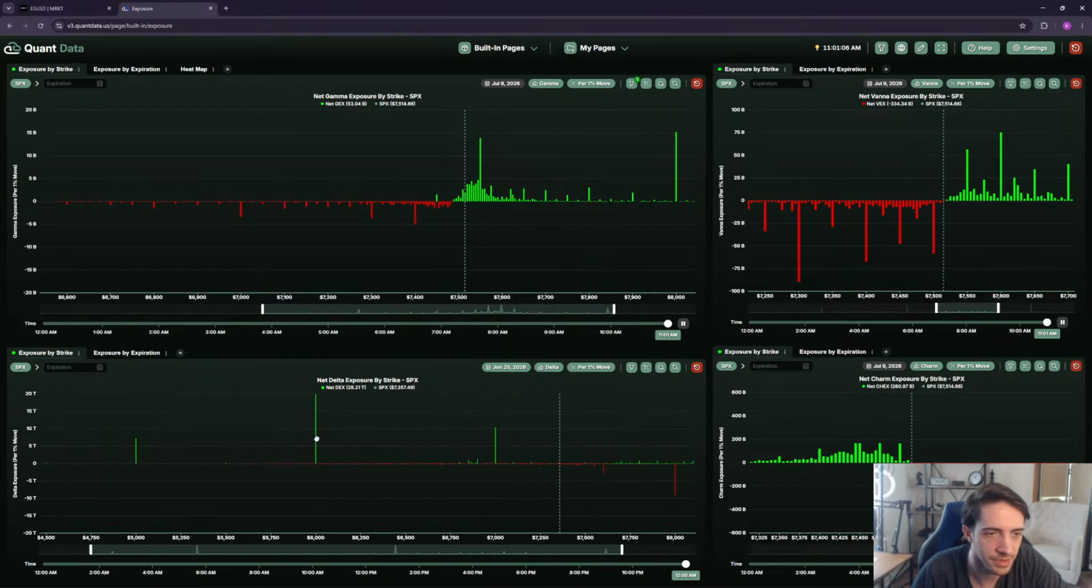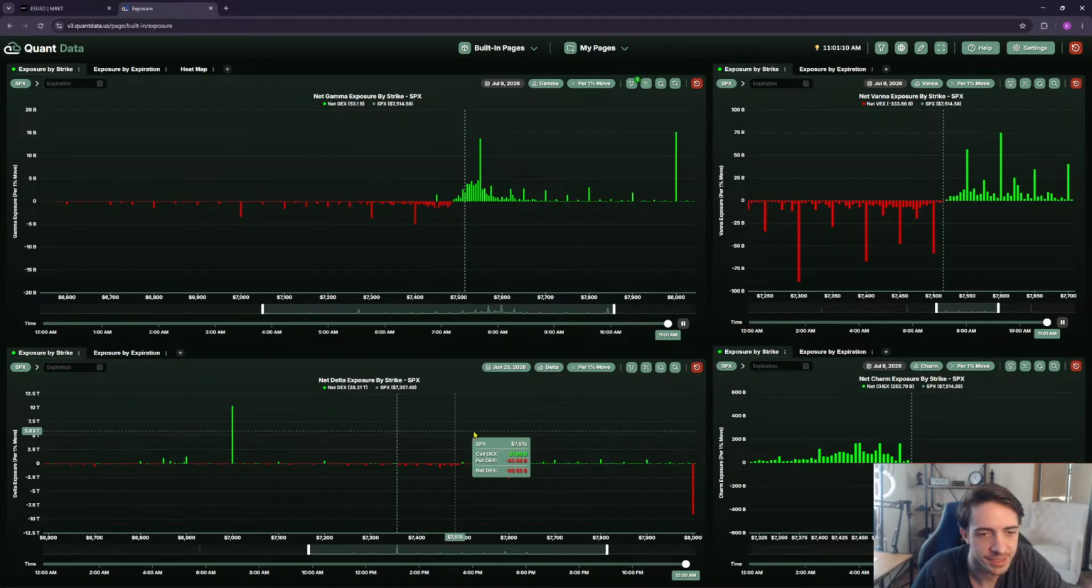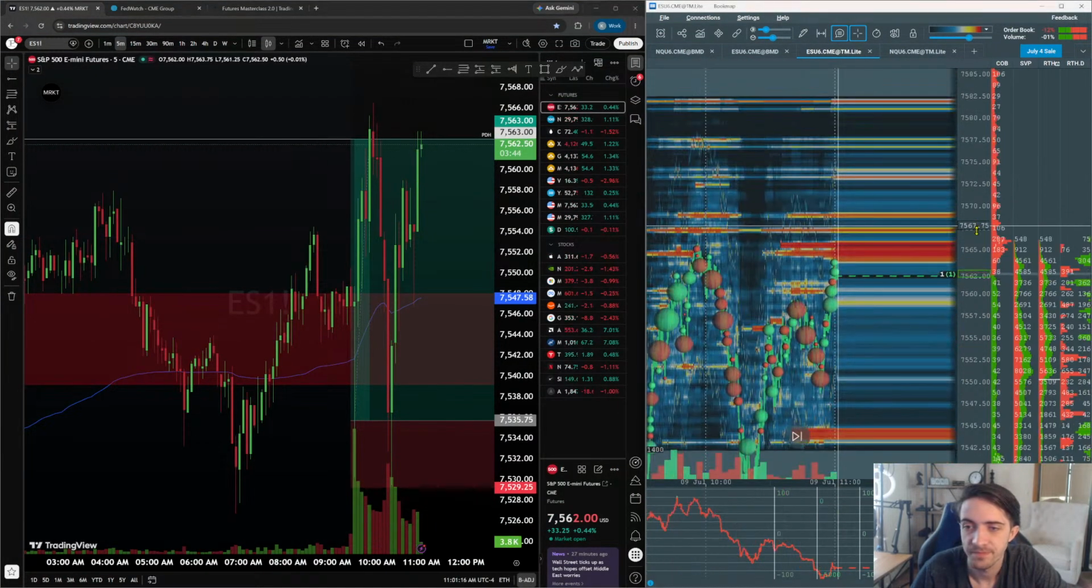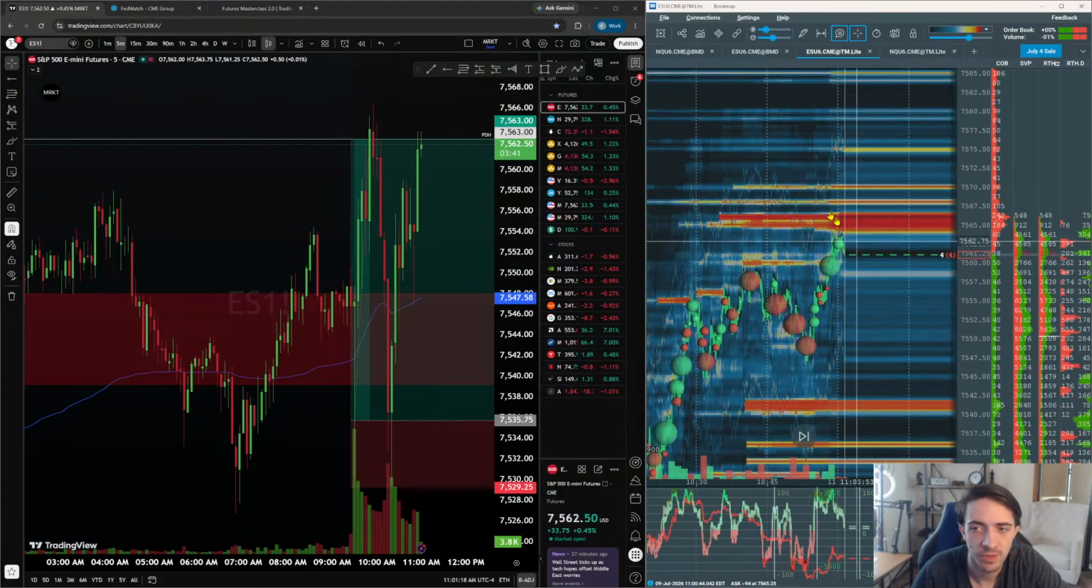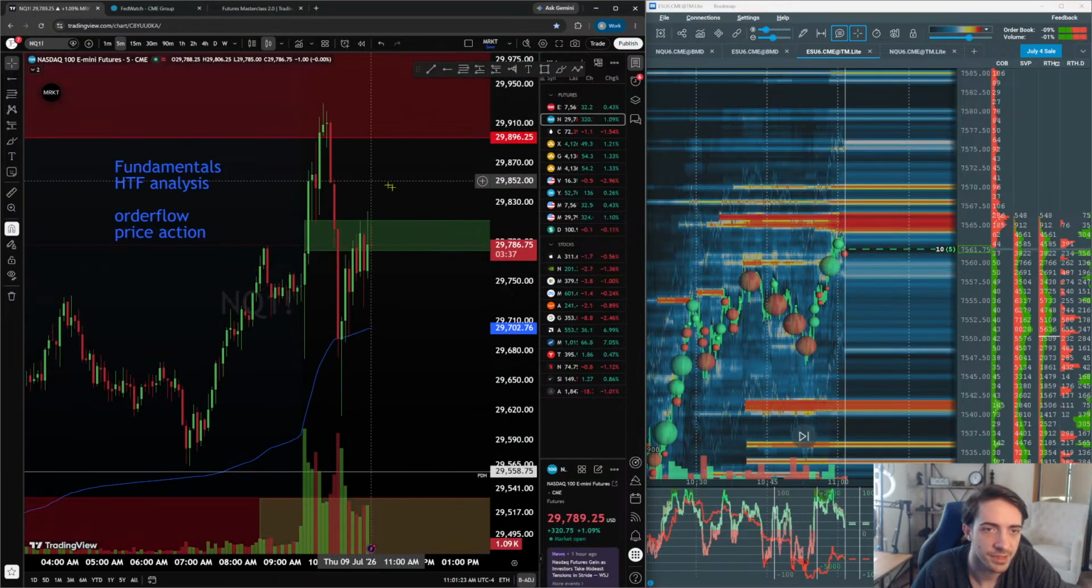What is this down here? Delta exposure. Delta exposure is pretty light today, but pretty cool there. Here we go, trying to pressure our way higher on the S&P. NASDAQ. Ooh, look at this.